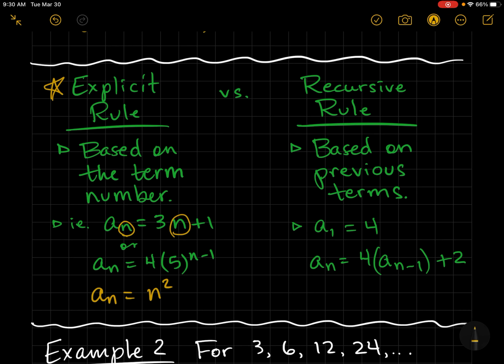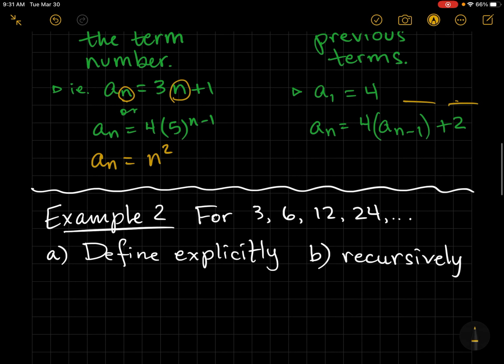Now, recursive rule, it's always based on previous terms. Sometimes it can be based on the previous 2 or 3 terms. If that were the case, you'd have to give more beginning terms up here just to get you started. But that's the difference in a nutshell.